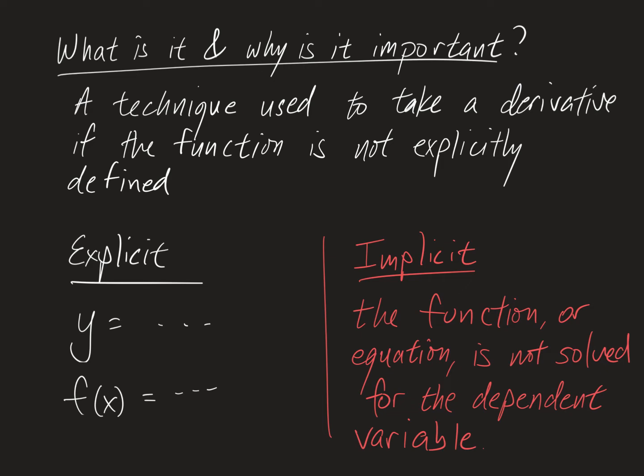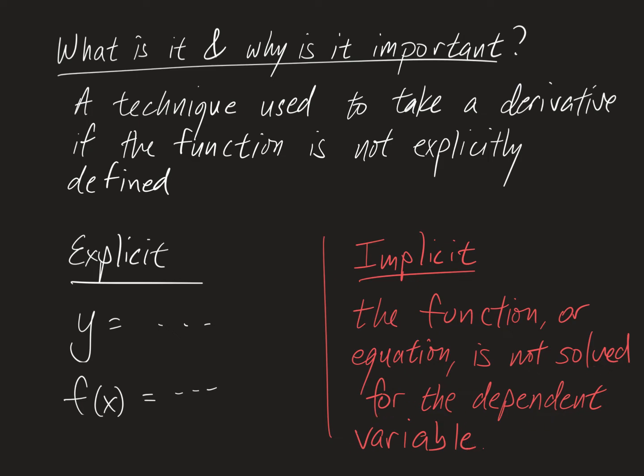What is implicit differentiation? Well, implicit differentiation is a technique used to take a derivative if the function is not explicitly defined. And what that means is functions defined explicitly generally come in the form of y equals something, some function with whatever variable, or using function notation, f of x equals whatever in terms of x. Whereas implicitly defined functions, the function or equation is not solved for the dependent variable.